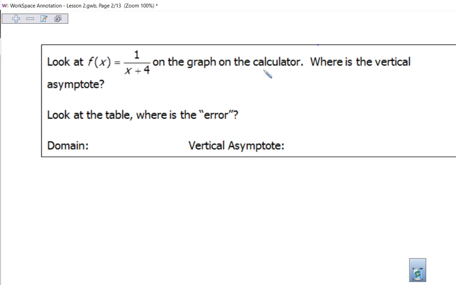And they asked us, what is the vertical asymptote? So what's the equation for that vertical asymptote? It's going through the x-axis at what value? -4. And on yours, this is a plus.